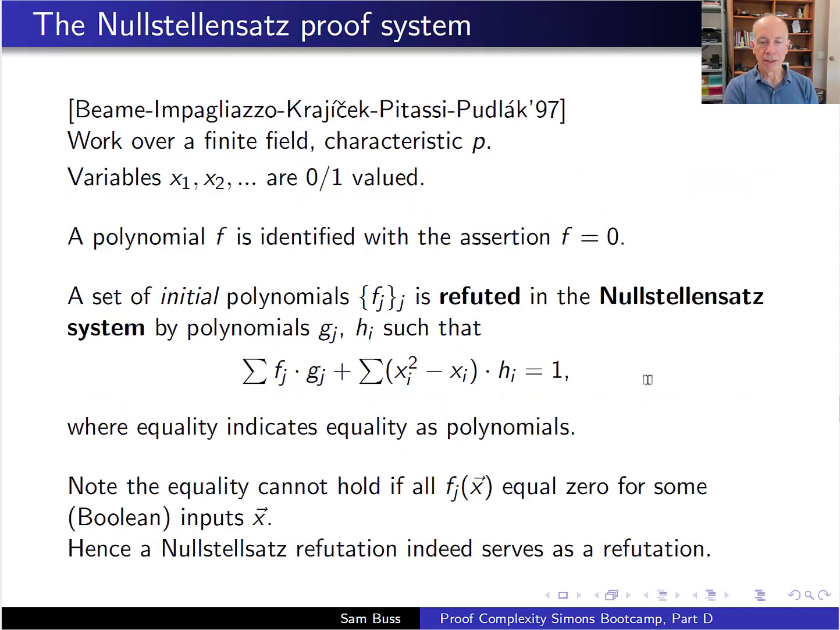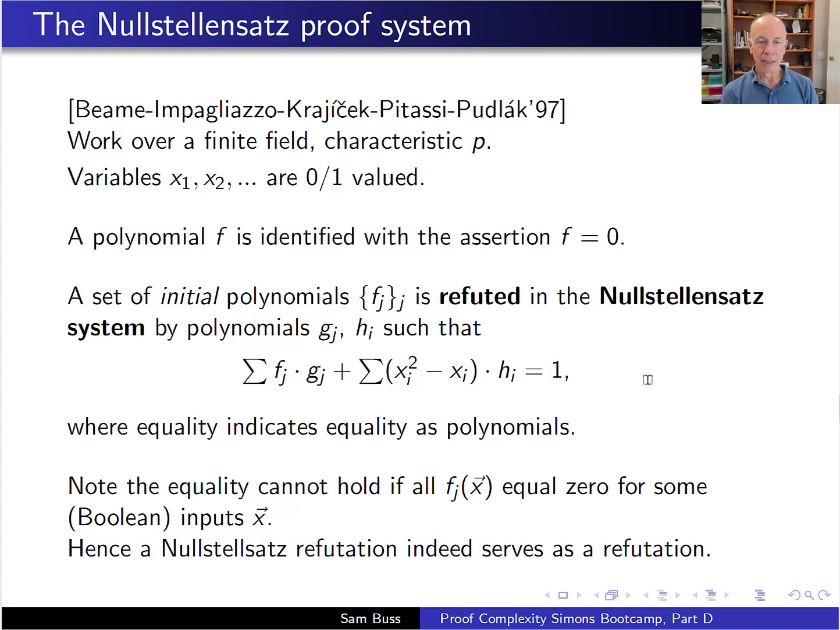So now we're going to shift gears a little bit and talk about two algebraic proof systems. First one is the Nullstellensatz proof system. This was introduced by Beame, Impagliazzo, Krajíček, Pitassi, and Pudlák. We work generally over a finite field, characteristic P. Variables x1, x2 are 0, 1 valued. And now the lines in the proof are polynomials. So a polynomial f is identified with the assertion that f equals 0.